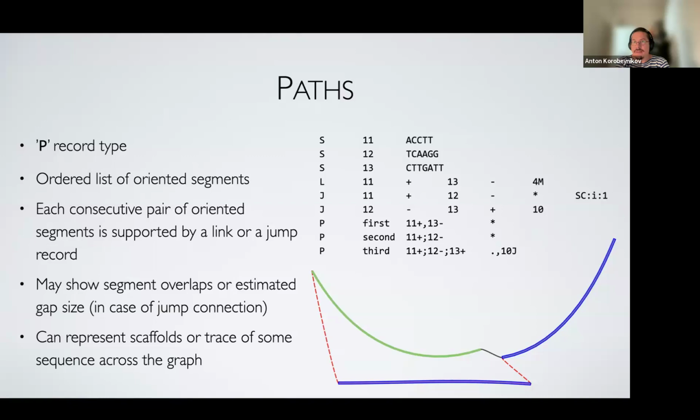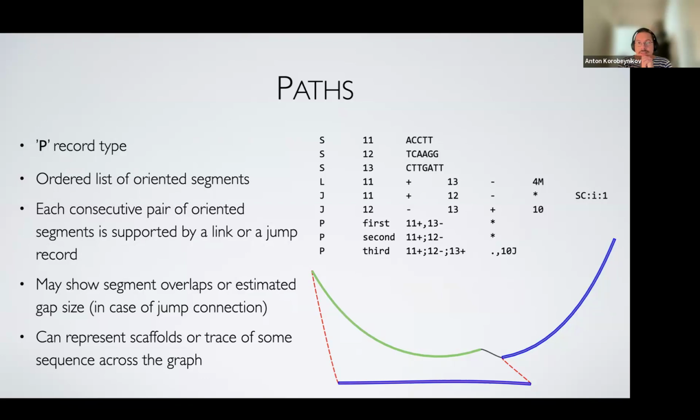Anyway, another useful thing, and this is kind of an annotation, I would say, is the path through the assembly graph. Paths represent an ordered list of oriented segments, and each consecutive pair of oriented segments is supported by a link or jump record. They also may show the segment overlaps or estimated gap sizes. Again, the name of the path is required, and another field is essentially the list of oriented segments.